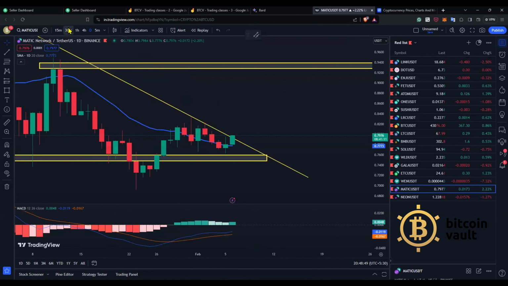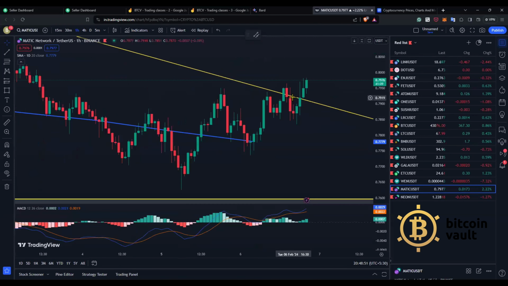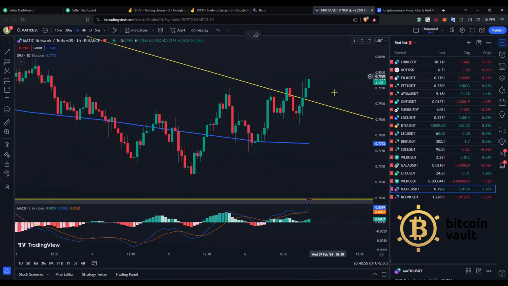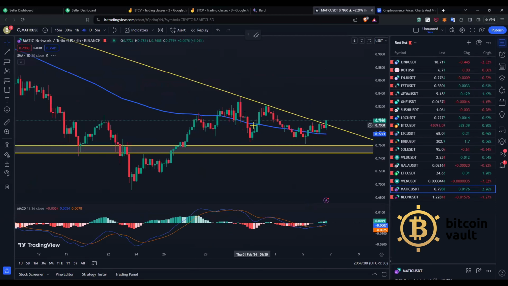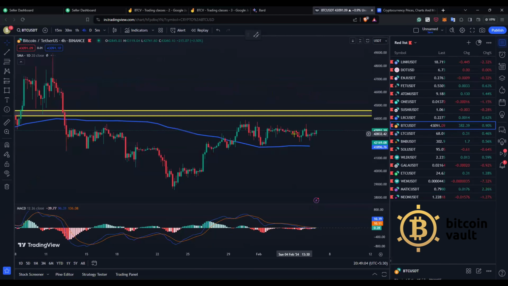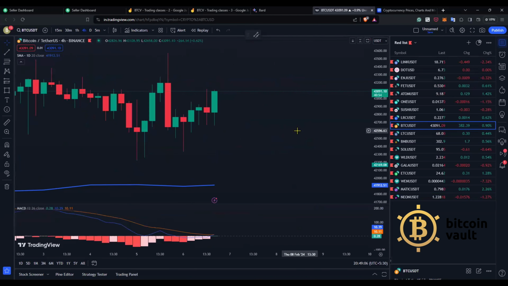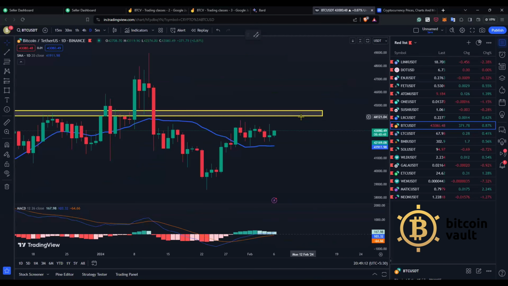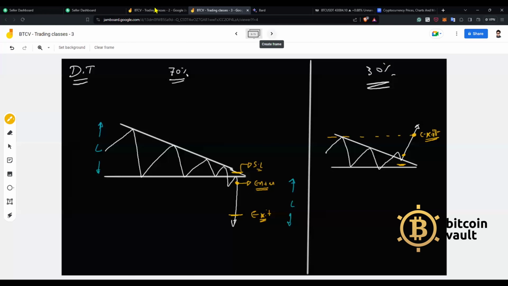Matic has moved up. See, Matic has moved up a little bit. Now we have to see if it comes down again and there is a retracement or not. If there is a retracement, great. BTC is also trying to move up, which is also an okay sign. But these are a few examples of ascending and descending triangle. Let's move ahead.